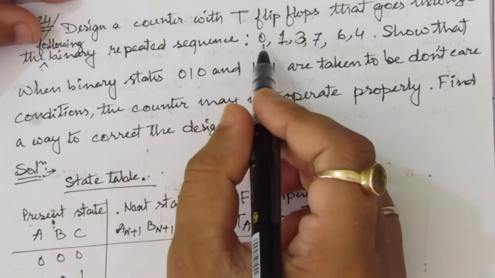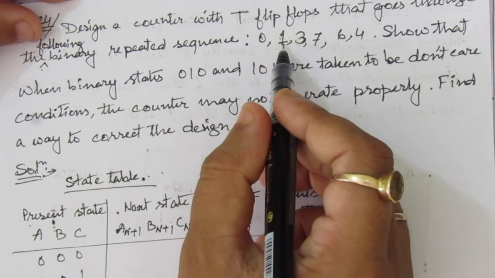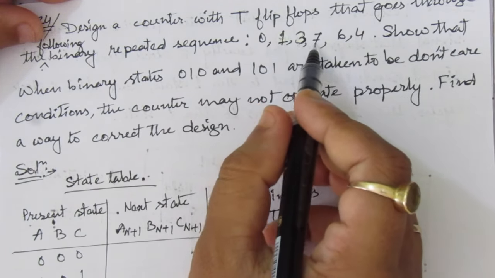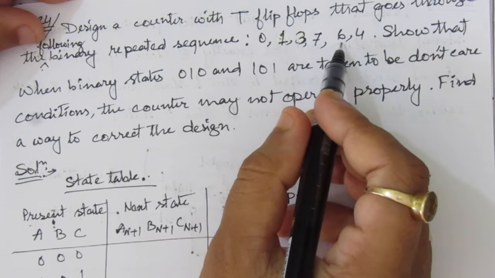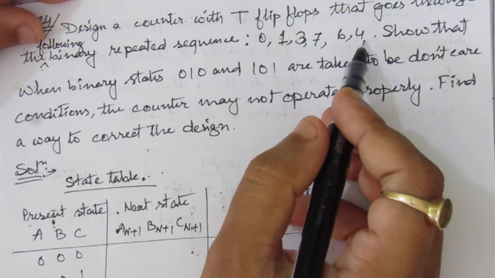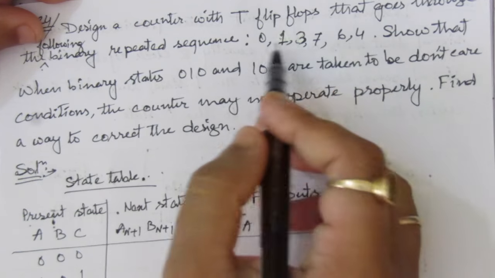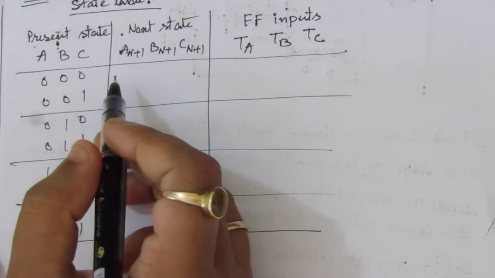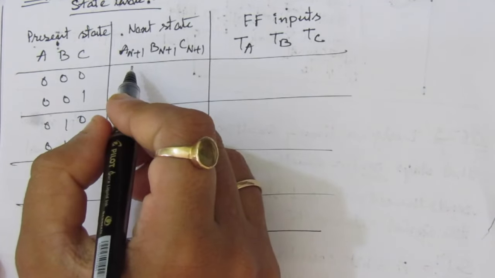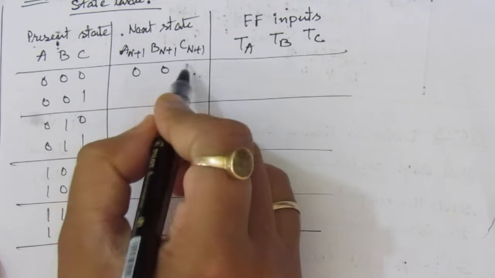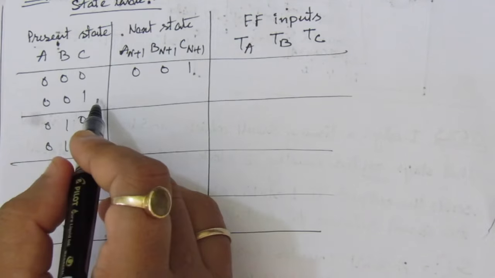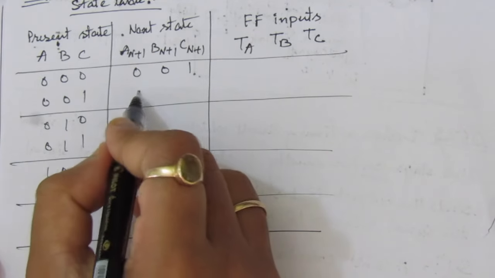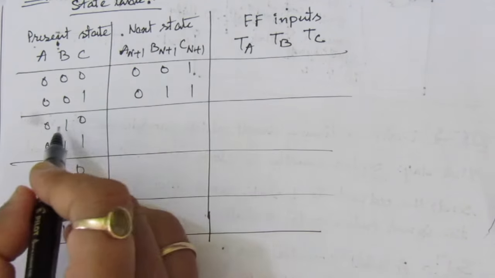We will find the next state as per the given conditions. Whenever we have 0, it will go to next state 1. Whenever we have 1, it will go to the next state 3. From 3 it will go to 7, from 7 it will go to 6, from 6 it will go to 4, and if 4 is the present state, it will go to 0. So let me write it down. First we have 000. From 0 there will be a transition to 1, so 001. From 1, the next state will be 3, so 011.